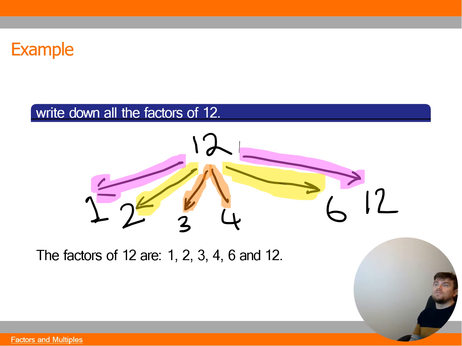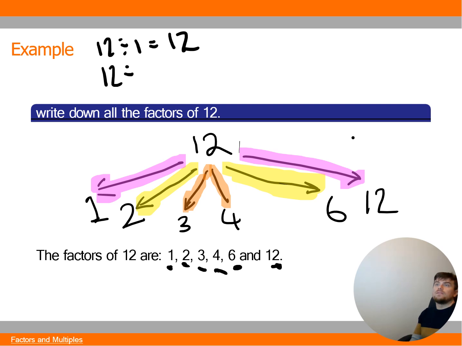So write down the factors of 12. So here we've got the factors of 12. We've got 1 and 12. These are a factor pair. Then we've got 2 and 6, and we've also got 3 and 4. The way we can check our factors is we can divide in. So 12 divided by 1 equals 12, so we've got 1 and 12.